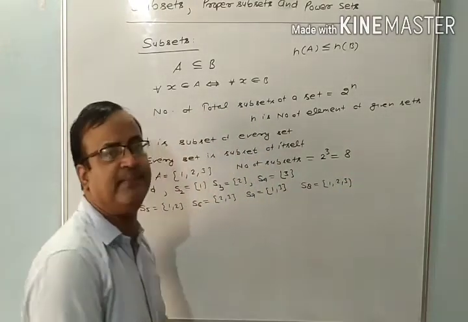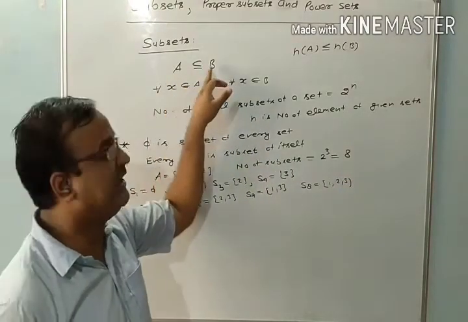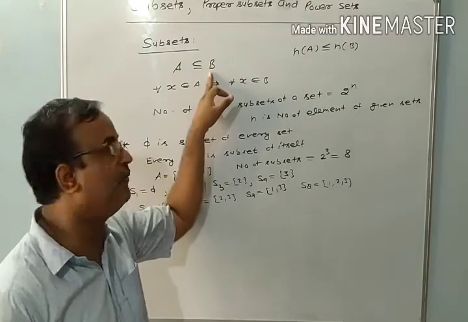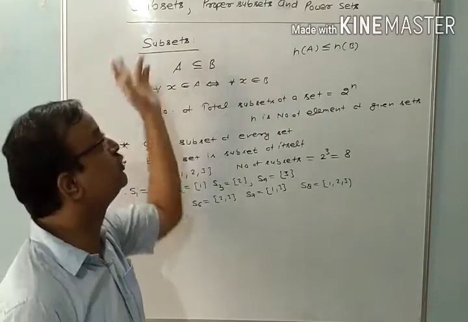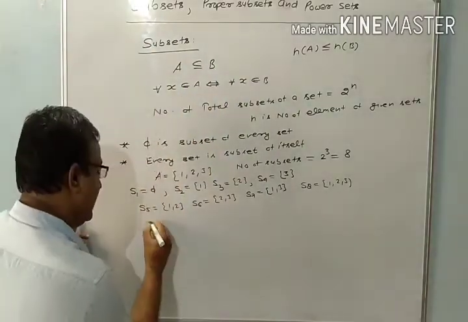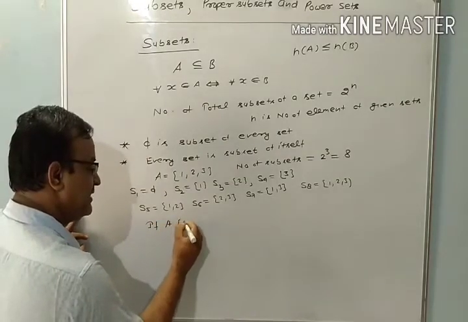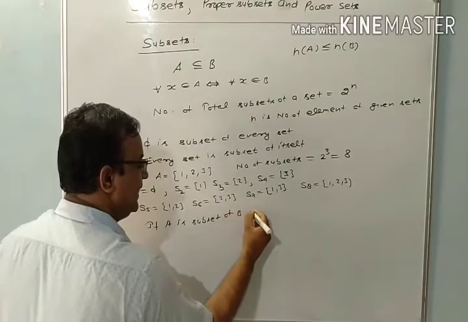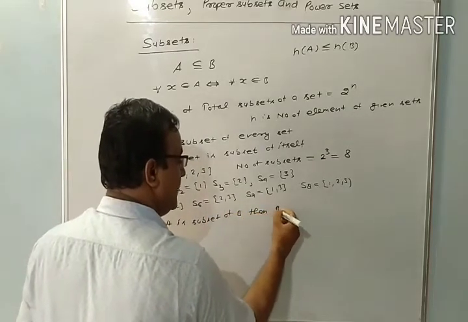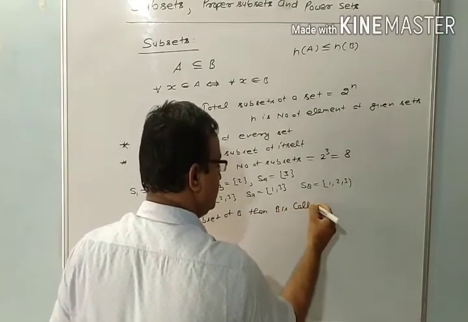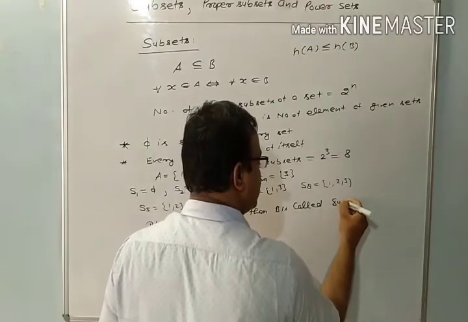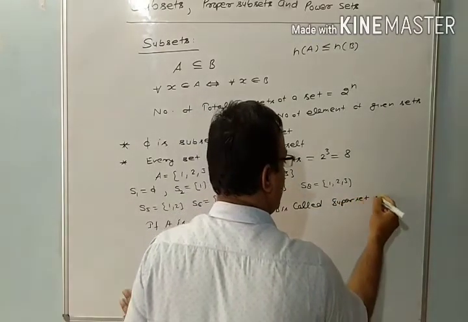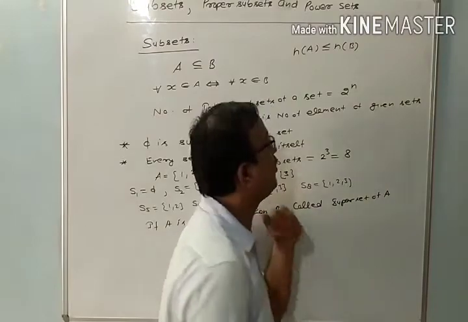And one more important thing, if A is a subset of B, then B is called a superset of A. Clear? If A is a subset of B, then B is called a superset of A.